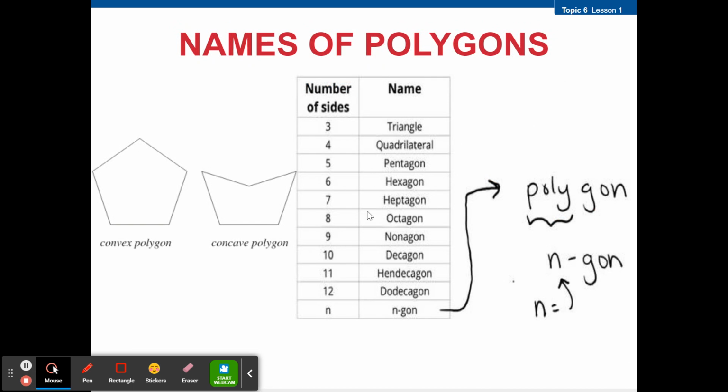It's the different names of the polygons from 3 through 12. So we have triangle, quadrilateral, pentagon, hexagon, heptagon, octagon, nonagon, decagon, hendecagon, dodecagon, and then after that, it's the number of sides dash gon. So if you have 25 sides, it's 25-gon. That's how you name it after 12. Do they have formal names? Absolutely. I'm only requiring you to memorize those, okay?